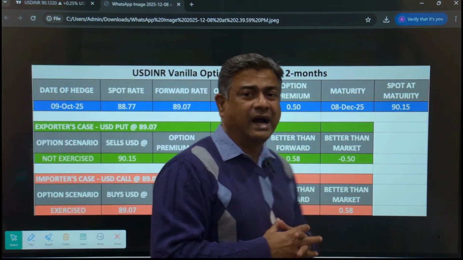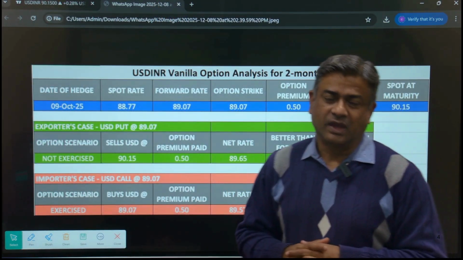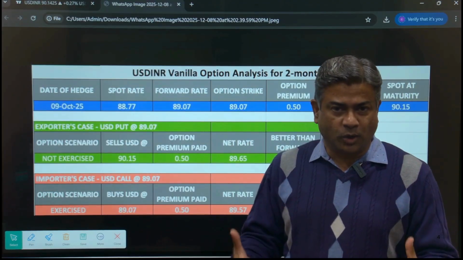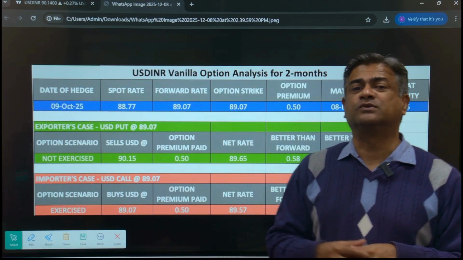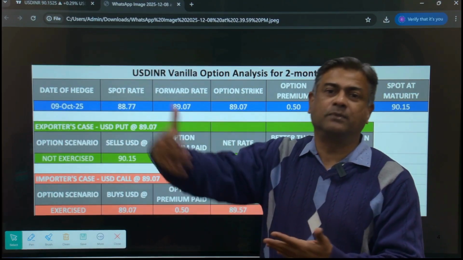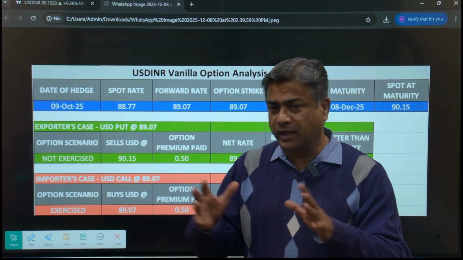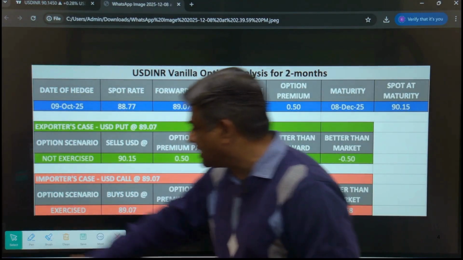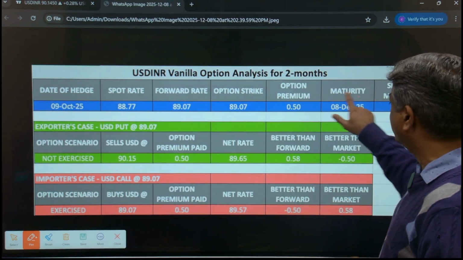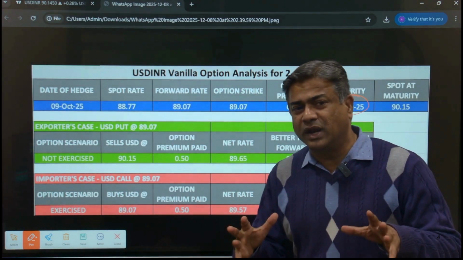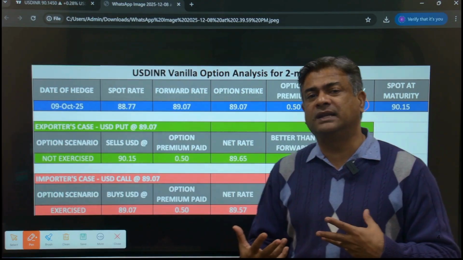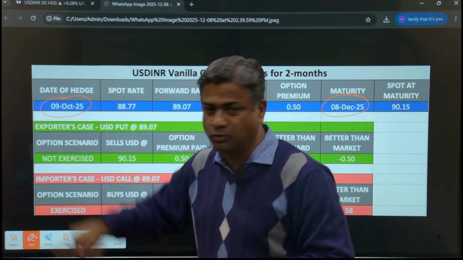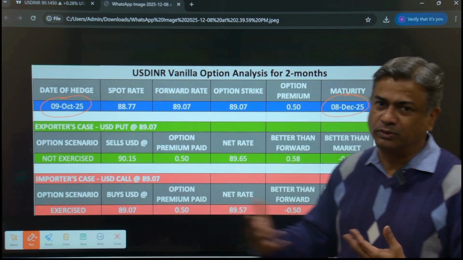Here I have created a very simple example which will give you a good understanding of how vanilla options work and how vanilla options would have helped in this time when the rupee has weakened. Now let's look at a simple example. We are standing at today, 8th of December. For example, I would have done a vanilla option, let's take 2 months back, on 9th of October. So October, November, December, just a 2-month option.